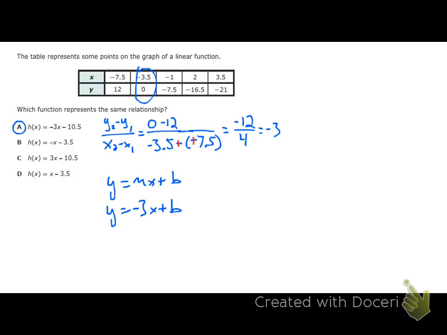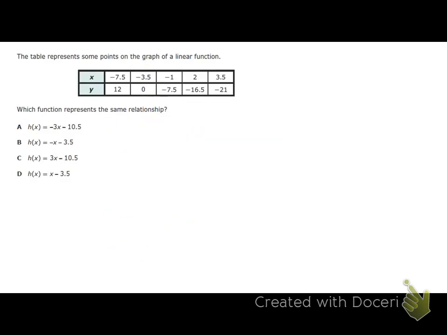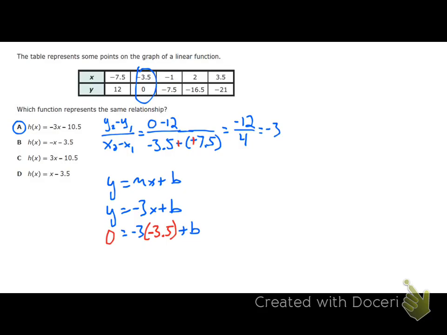So my y would be 0. My slope is negative 3. My x value is negative 3.5. And then my b value. I'm just going to solve this little equation for b. b is my only variable left, and that's my y-intercept. So if I multiply negative 3 times negative 3.5, that becomes 10.5, I believe. And then I just have one last step of subtracting 10.5 from each side of the equation, and I get that b is negative 10.5.